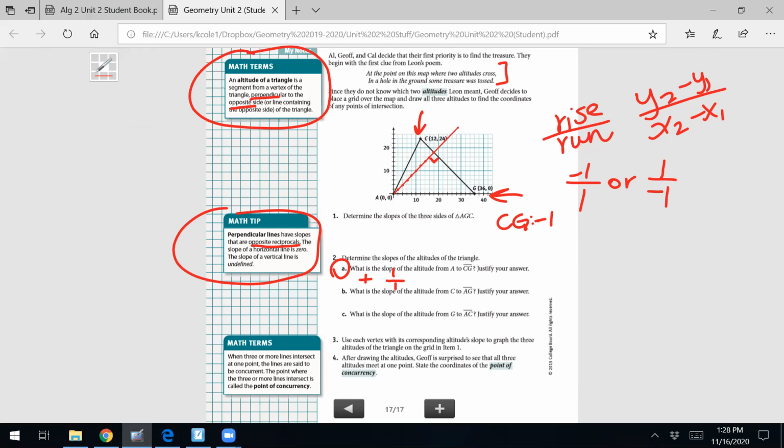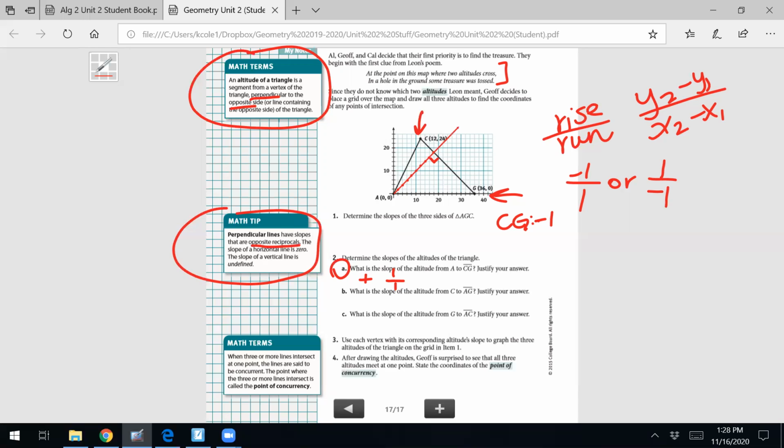Any questions on how I just did that altitude? What you just did is the altitude. You went from A, you used the perpendicular slope. That's an altitude. Questions? That segment is the altitude.